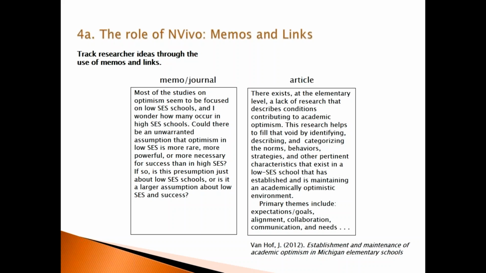There exists at the elementary level a lack of research that describes conditions contributing to academic optimism. This research helps to fill that void by identifying, describing, and categorizing the norms, behaviors, strategies, and other pertinent characteristics that exist in a low SES school that is established and is maintaining an academically optimistic environment.